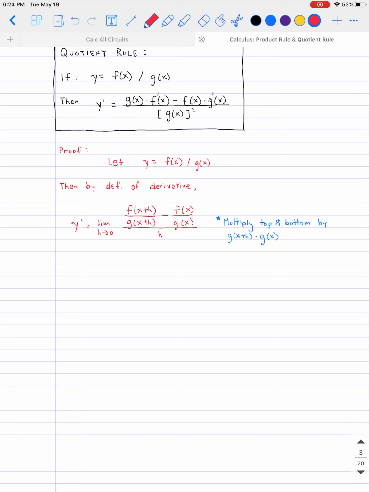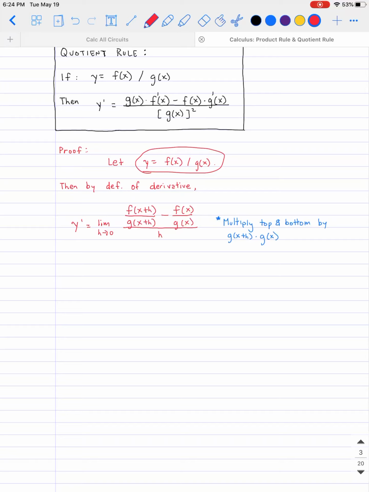So here, let me go ahead and get this part set up. According to the definition of derivative, first of all, we let y equal to what we said, which is a ratio of two functions. We're going to use the formal definition of derivative: the limit as h approaches 0 of f of x plus h divided by g of x plus h, minus f of x divided by g of x, all divided by h.